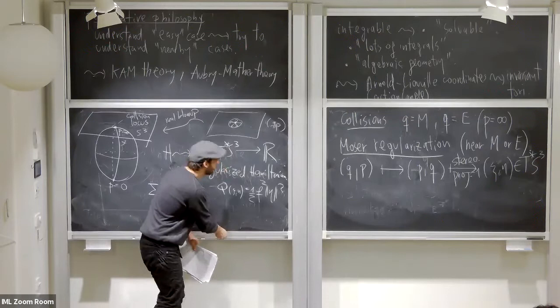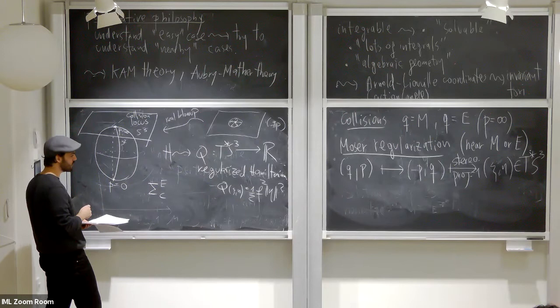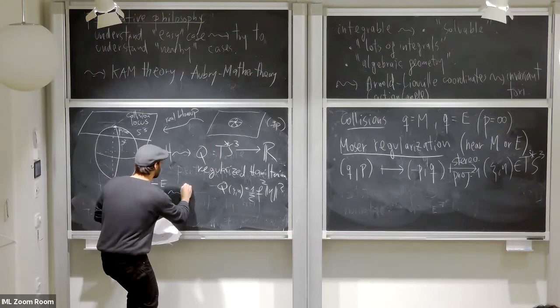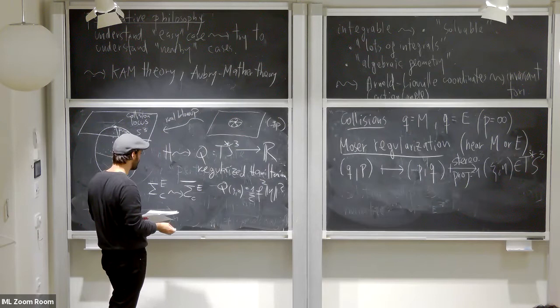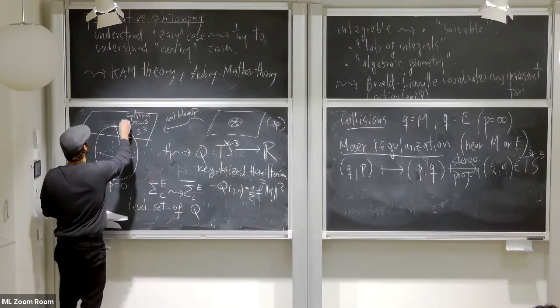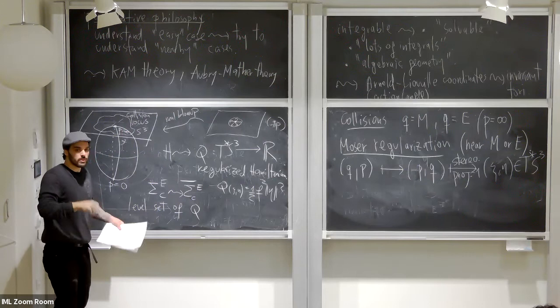So what's happening is that the effect of this whole thing is that after you've done this, there's a computation that you need to do and so on. So this level set lying over the Earth region gets compactified. And topologically, it's a level set of Q, and it's actually diffeomorphic to the unit cotangent bundle of S3.